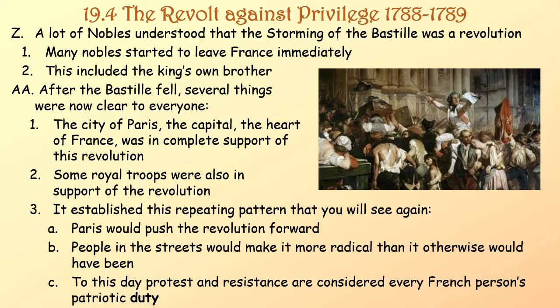After the Bastille fell, several things were now clear to everyone. Number one, the city of Paris, the capital, the heart of France, was in complete support of this revolution. Number two, royal troops were also in support of this revolution. And number three, it established this repeating pattern that you will see again and again. Paris would push the revolution forward. People in the streets would make it more radical than it otherwise would have been. And to this day, protest and resistance are considered every French person's patriotic duty.